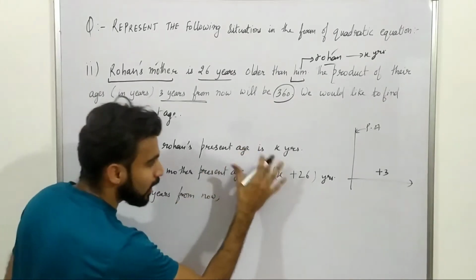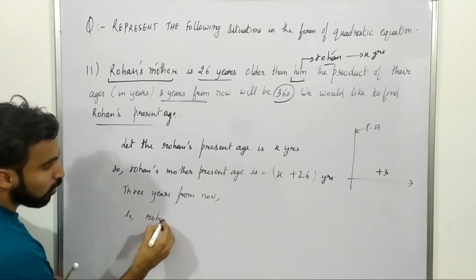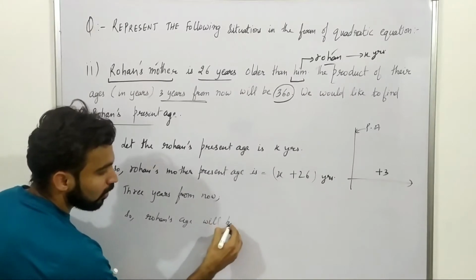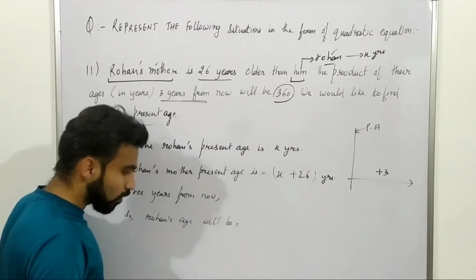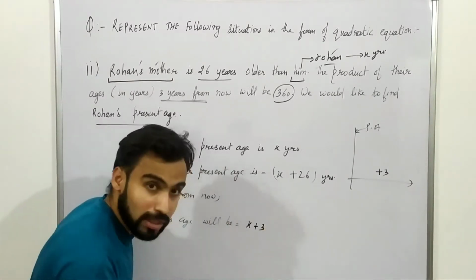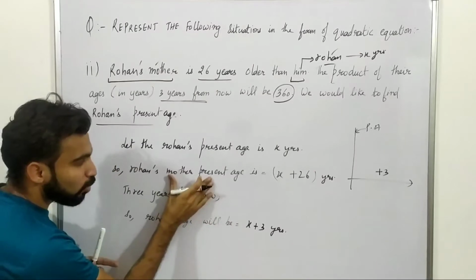So what will be their ages? According to that, Rohan's age after 3 years, what will it be? Plus 3 in the present age. There will be x plus 3. Getting my point? Now, I will do a similar thing with the mother.